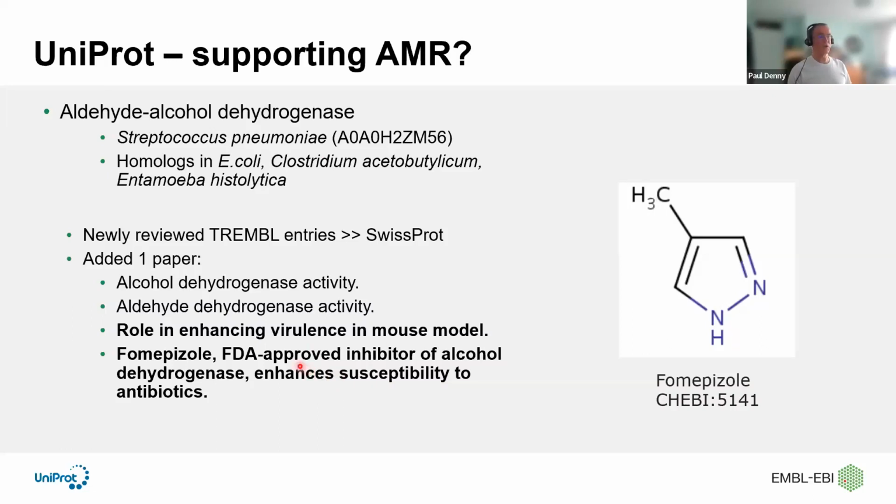And they also showed at the same time that rather than deleting it, there's this FDA-approved inhibitor of alcohol dehydrogenase, FDA-approved because it's used in humans. It also enhances susceptibility to antibiotics. So it could conceivably be thought of as an adjunct or an adjuvant to use in conjunction in the right circumstances with antibiotics.